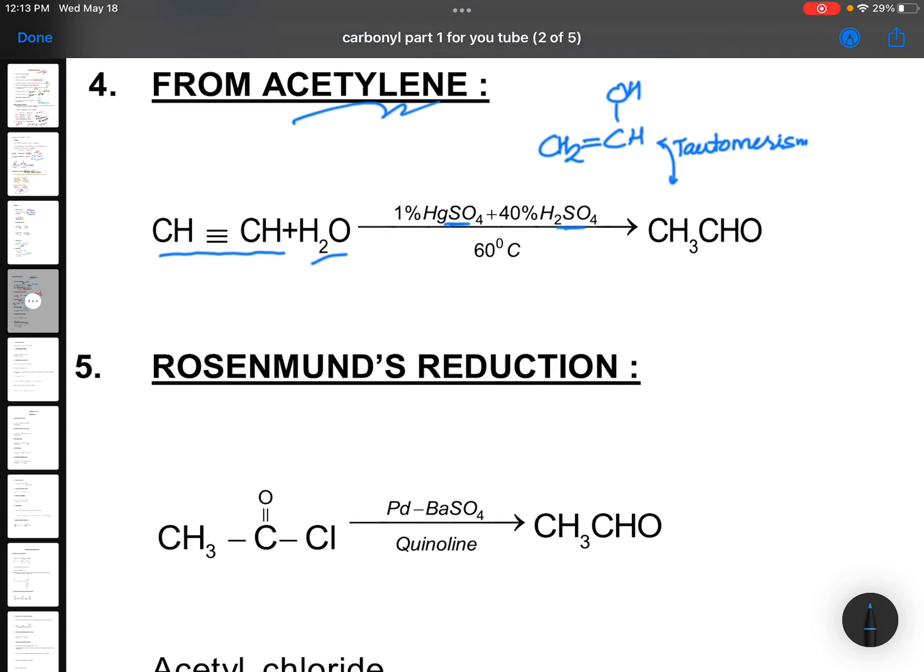for example, if you are using CH3C triple bond CH, it will give you ketone. So if you want aldehyde, you have to go with only acetylene. You cannot prepare propanal type of things by this reaction. This is the only aldehyde that can be prepared from this method, that is mercuric sulfate and sulfuric acid. You can prepare only acetaldehyde, not propanal, very important. Then Rosenmund reduction.